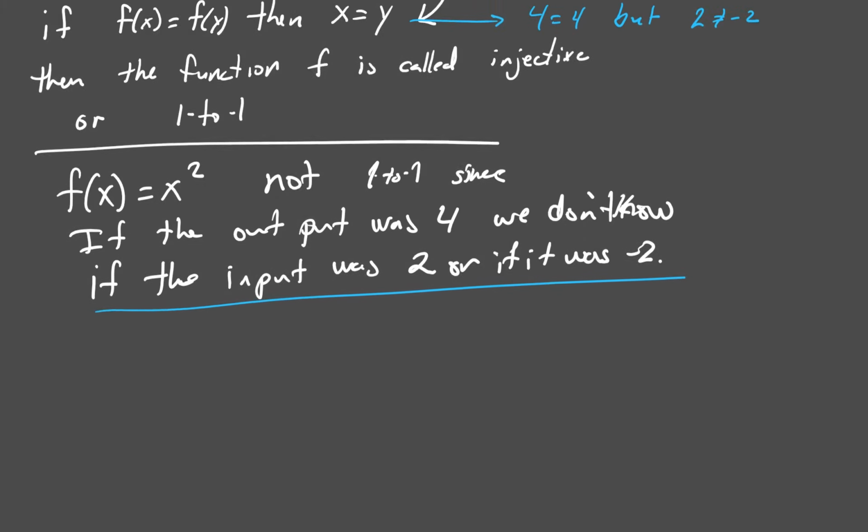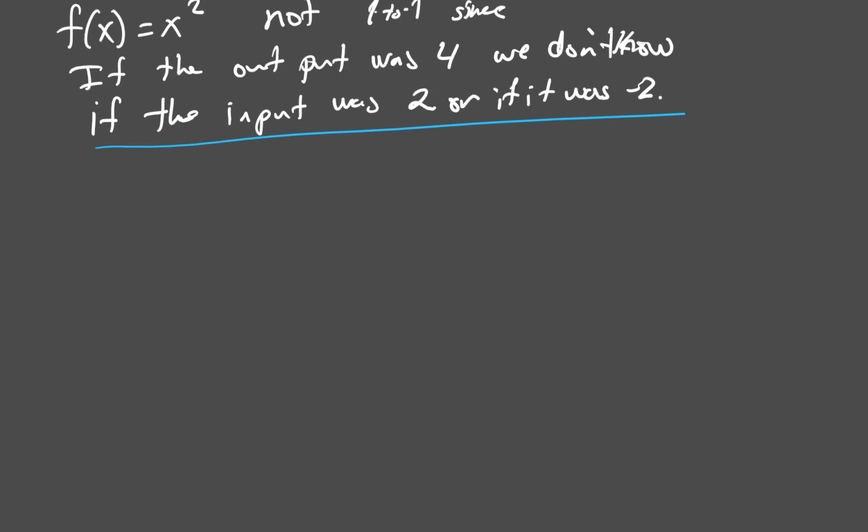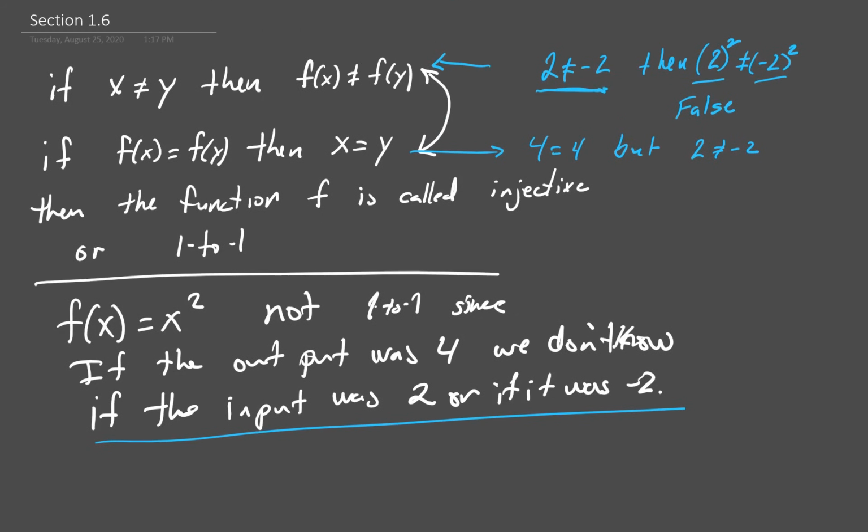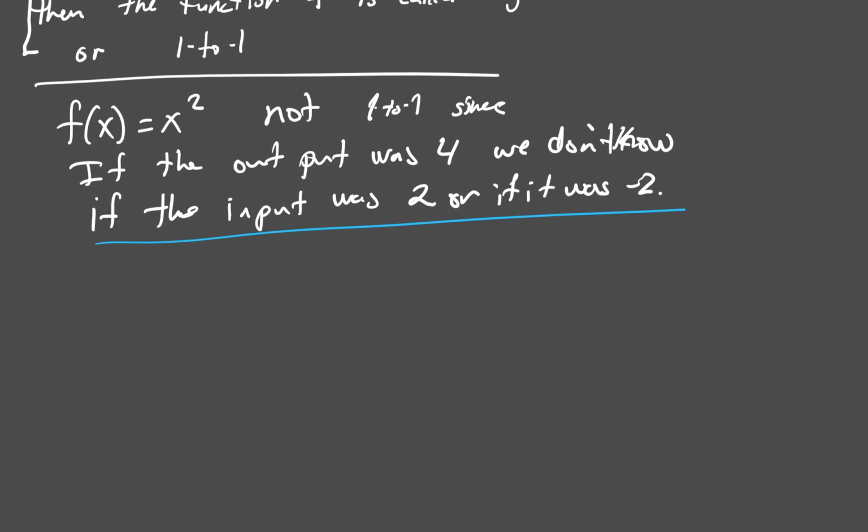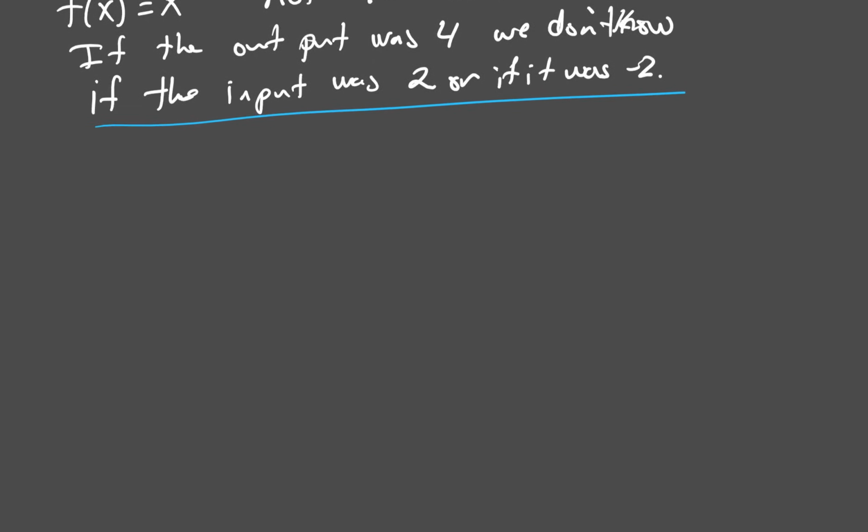A lot of functions are 1-to-1, and we have a horizontal line test to test if a function's 1-to-1 by looking at the graph. Otherwise, you kind of have to go through the algebra up here and prove some statements about, well, if the inputs were different, then the outputs were different, or prove a statement about if I have the same output, then I must have had the same input. Okay. So that's what 1-to-1 functions are.